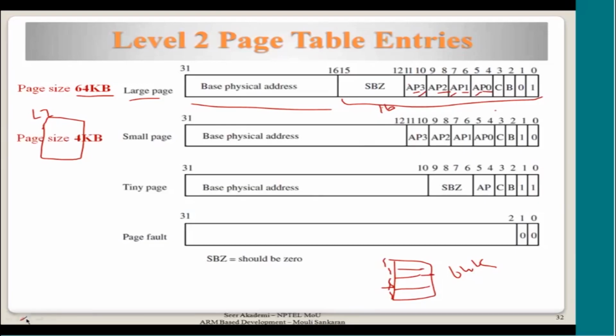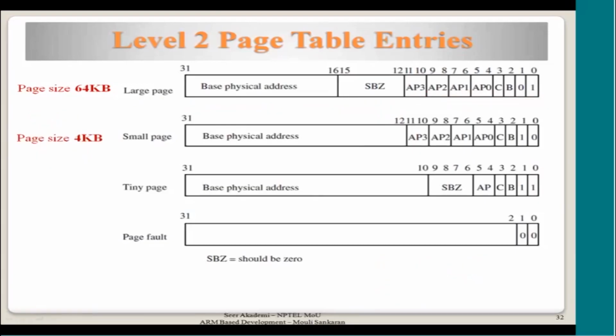Now what happens to the small pages? The page size is small, 4 KB. Out of the 4 KB you also have different access permissions for different parts. So you can decide to have, within the 4 KB page, the same access permission for all of it, or different access permissions based on the value. AP0 corresponds to this location, similarly AP1.